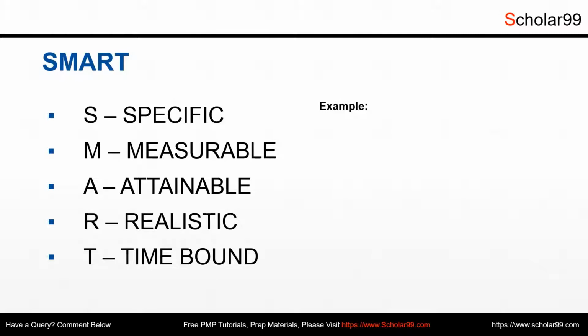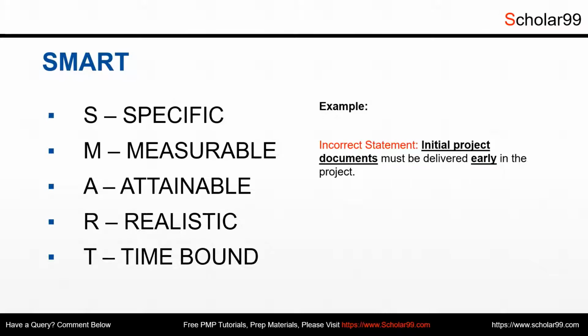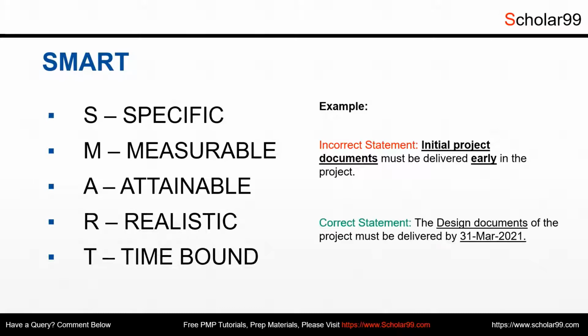For instance, if your project scope has a statement that says initial project documents must be delivered early in the project, please note that the words initial project documents and early are subjective in nature. So this is an incorrect statement. The correct version of the above statement is the design documents of the project must be delivered by 31st March 2021. This statement is more specific to a specific set of documents and it is also time bounded. The statement also gives more clarity to both the customer and the project organizations.